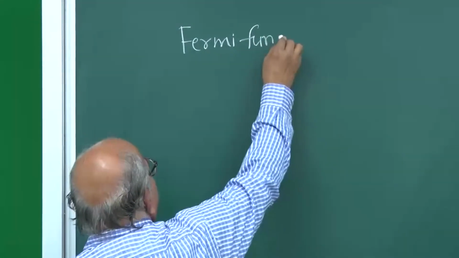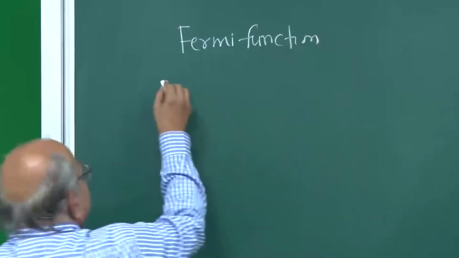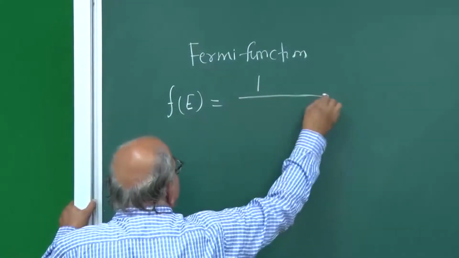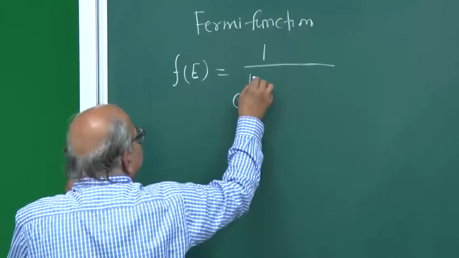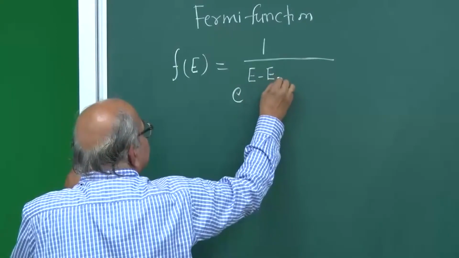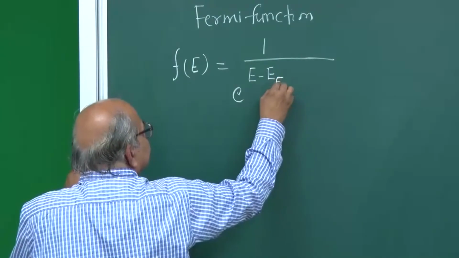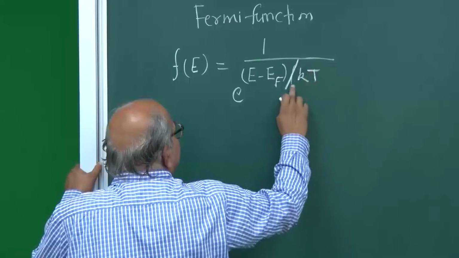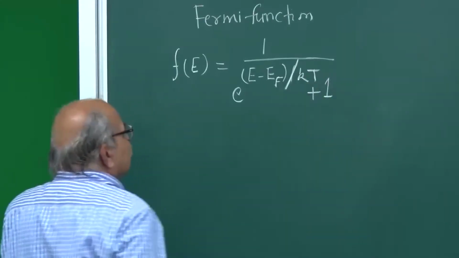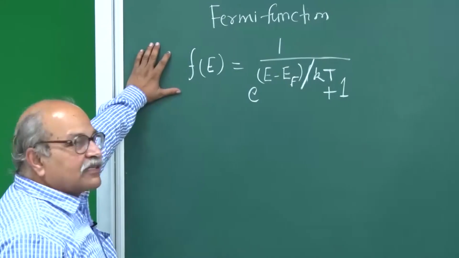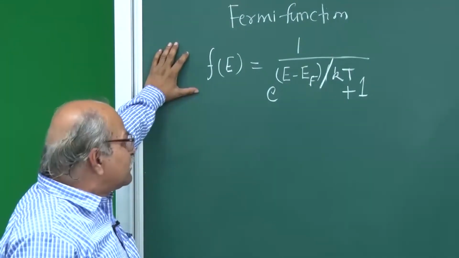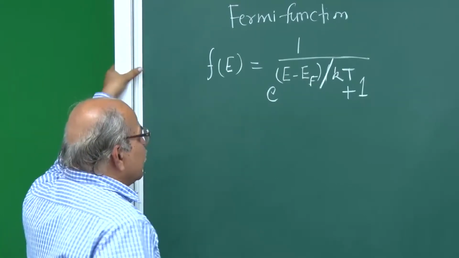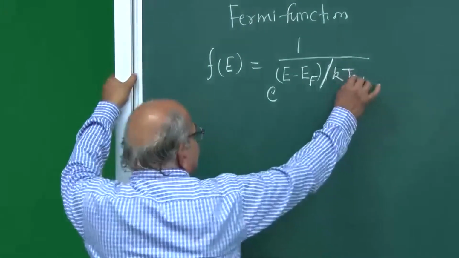First, let me write this function. This is a function of energy, and it is written as 1 divided by e to the power (E minus EF) divided by kT, plus 1. So this is known as a Fermi function. It's a very interesting function mathematics wise also. If you try to plot this, the temperature is a fixed parameter here.